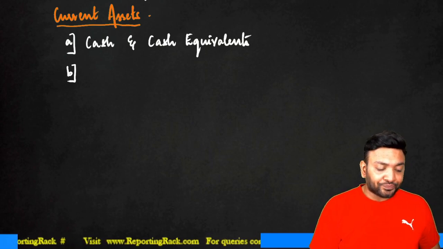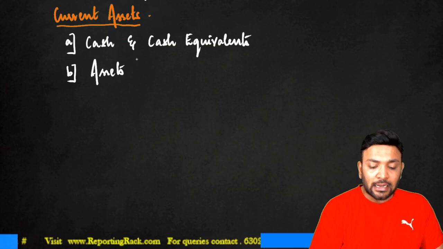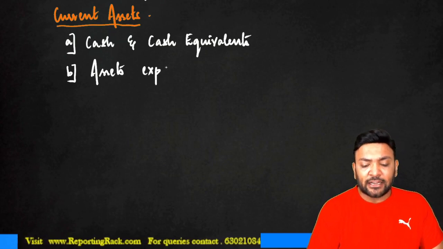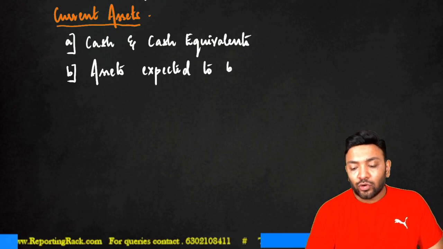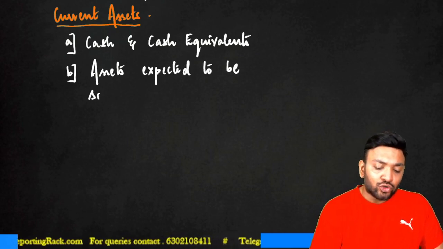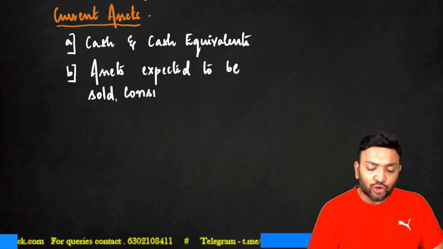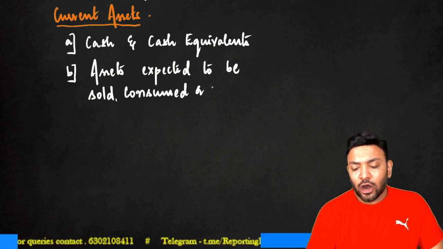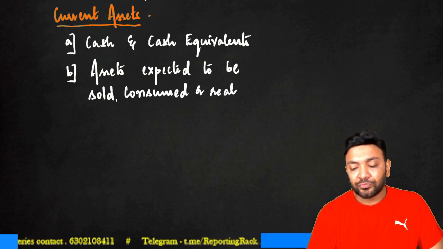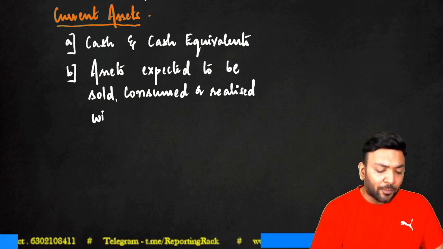Part B, assets which are expected to be sold, consumed or realized within an operating cycle.